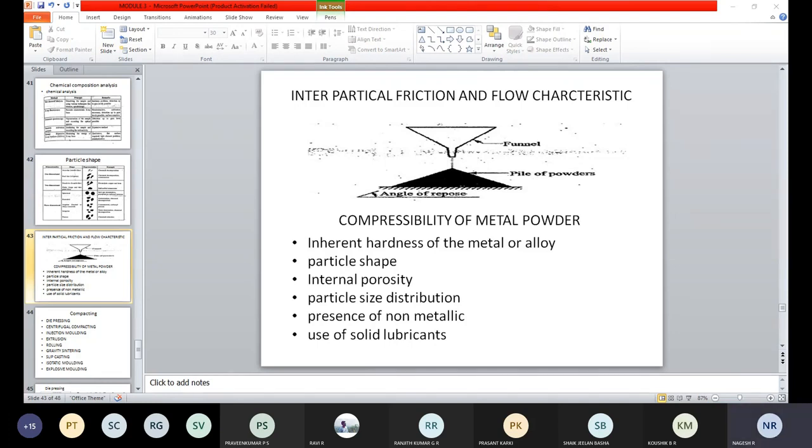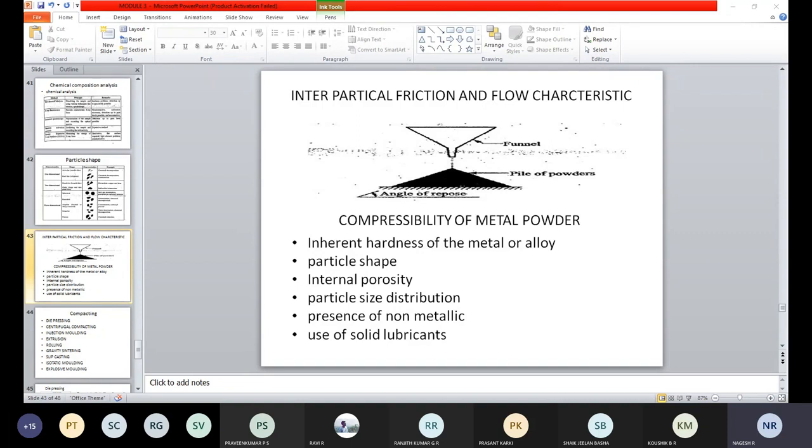Then particle size distribution. With particle size distribution, we need a uniform distribution of the particles in order to avoid poor compressibility. It is all interlinked: particle size, particle shape, internal porosity. If the particle size distribution is not proper and not uniform, then the air gets trapped inside, and due to the trapping of that internal air, internal porosity will be caused.